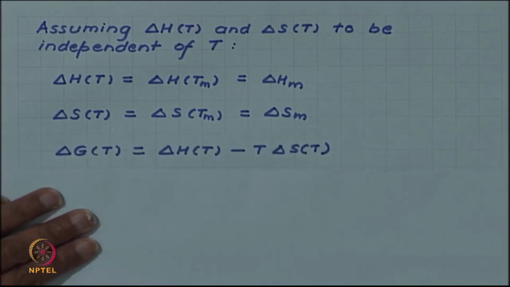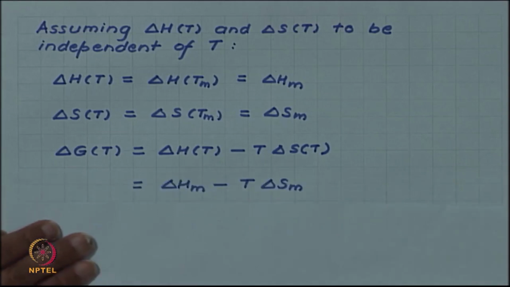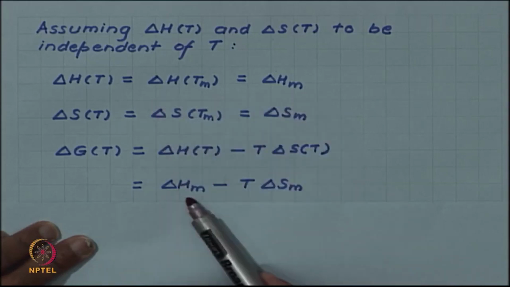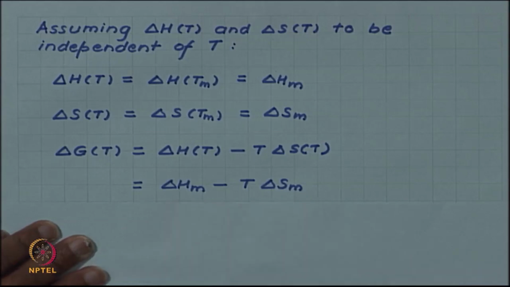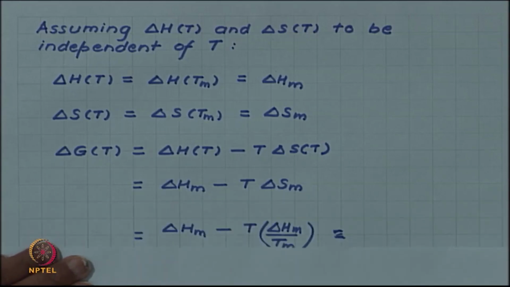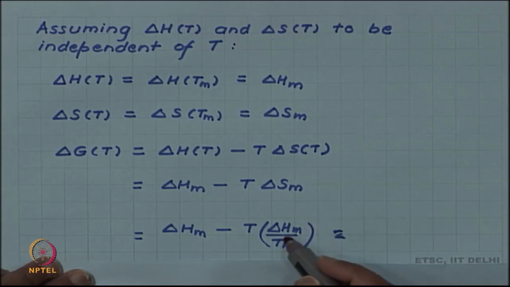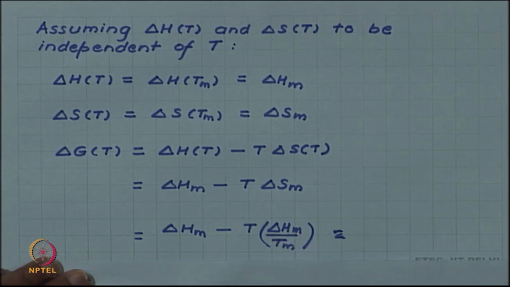With this assignment and with this assumption, we can rewrite our free energy difference delta H T minus T delta S T as simply delta Hm minus T delta Sm. Delta H T is now equated to delta Hm and delta S T is also equated to delta Sm. So, we have already shown that delta Sm is nothing but delta Hm by Tm. Entropy of freezing or entropy of melting is equal to enthalpy of melting divided by the melting point.